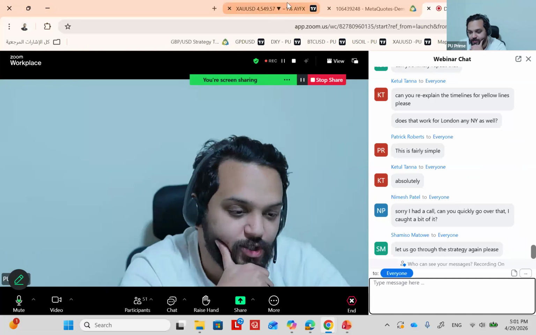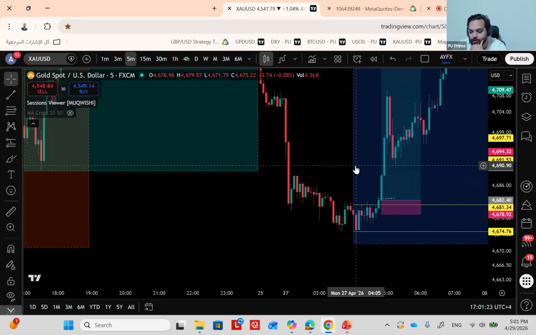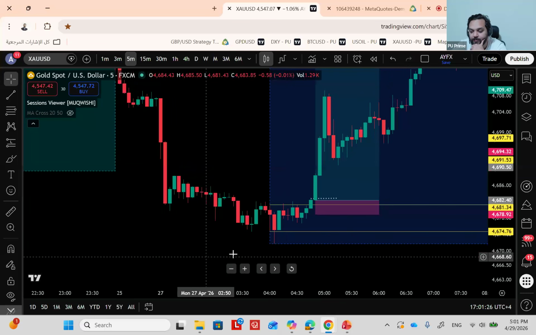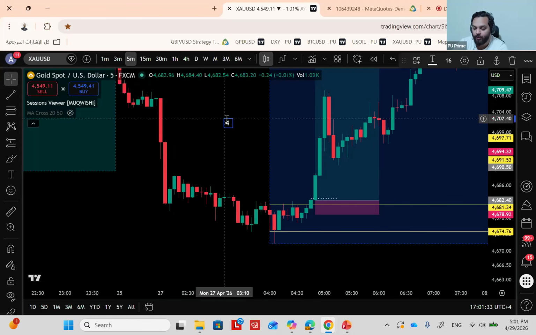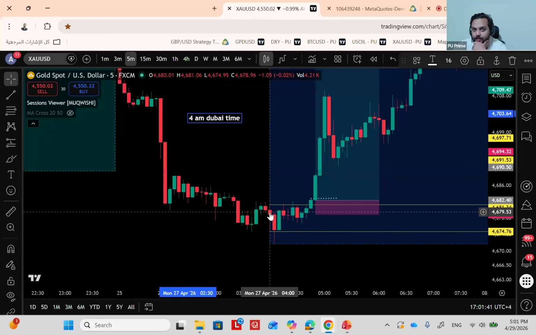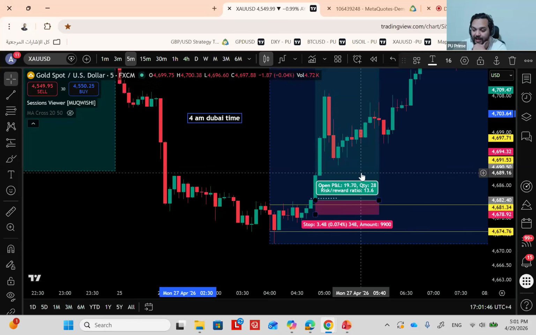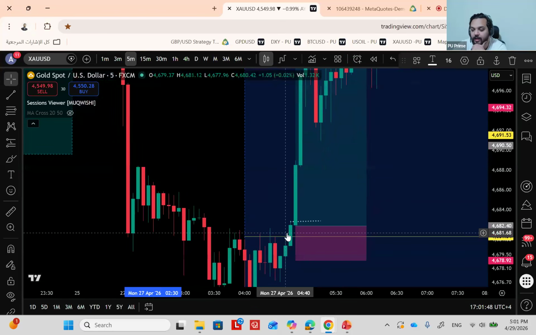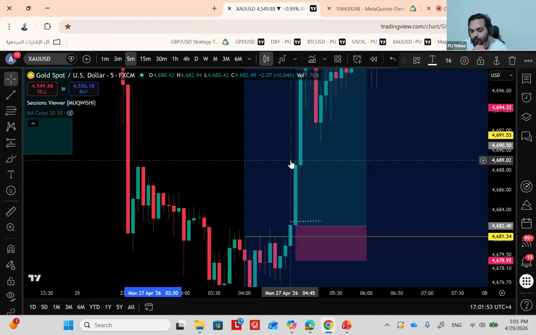So guys, just to explain it. I wait for the Tokyo session opening. This is 4 a.m. Dubai time. I highlight this candle's high and low. If there is a candle that breaks above this high, I highlight it. I need a body, not a wick, to highlight this. If there is a candle that breaks above, then I go for this.